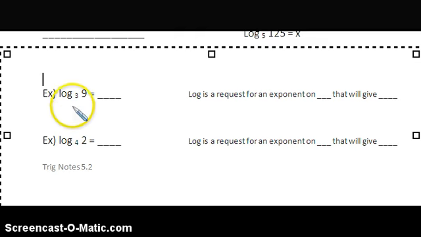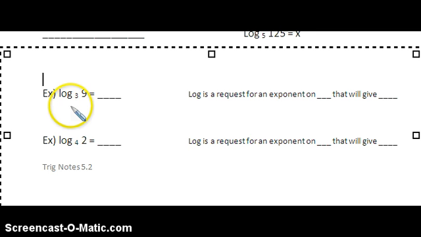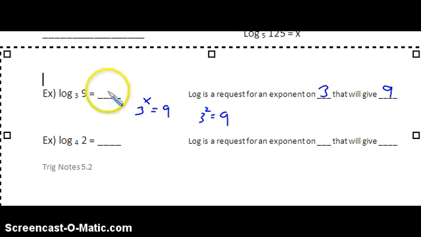So now let's take a look at a problem where we're asked to figure out what this log is equal to. It says log base 3 of 9 equals what? We're trying to figure out what that what is. So let's write this in exponential form. Log is a request for an exponent on our base of 3 that will give us a 9 as our answer. So in other words, 3 raised to some power we don't know equals 9. Well, this is a pretty basic one. We know that 3 squared is the same as 9, so my answer here would be 2 because that's my exponent.